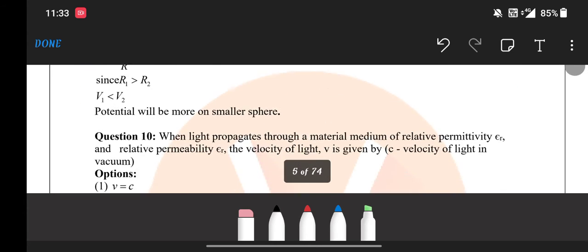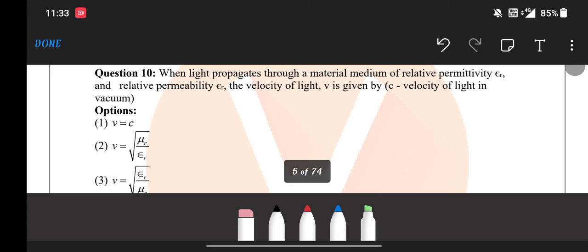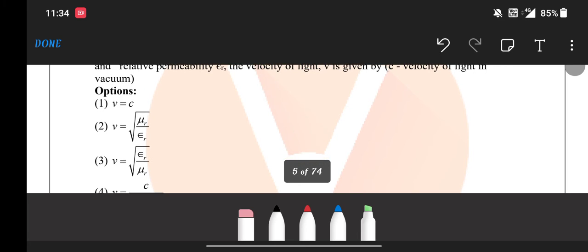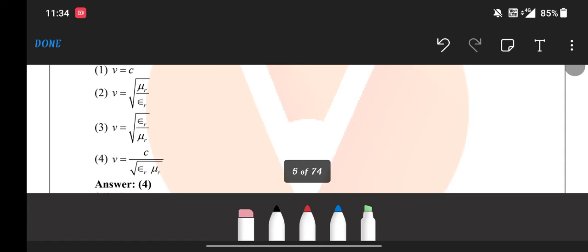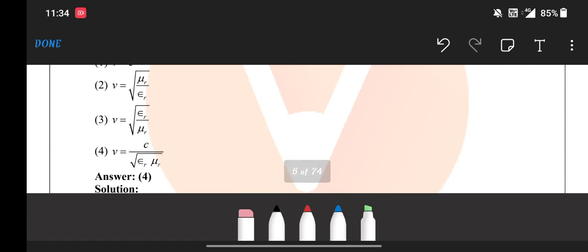Moving on to our next question, question number 10. When light propagates through a material medium of relative permittivity ER and relative permeability mu r, the velocity of light V is given by, where C is the velocity of light in vacuum. The options are: V is equal to C root mu r by ER, or V is equal to root ER by mu r, or V is equal to C by root ER by mu r.